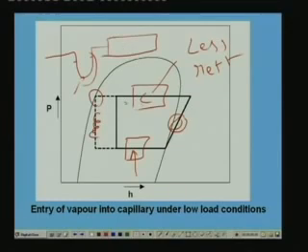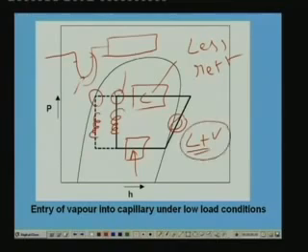Once the liquid seal breaks, the possibility of vapor entering into the capillary occurs. Now the new condition under less refrigeration load will be this. This is in the two phase region, that means into the capillary some liquid plus vapor enter. So you can see that under these conditions the refrigeration effect is reduced very much, whereas the compressor power input remains same. This is inefficient, right.